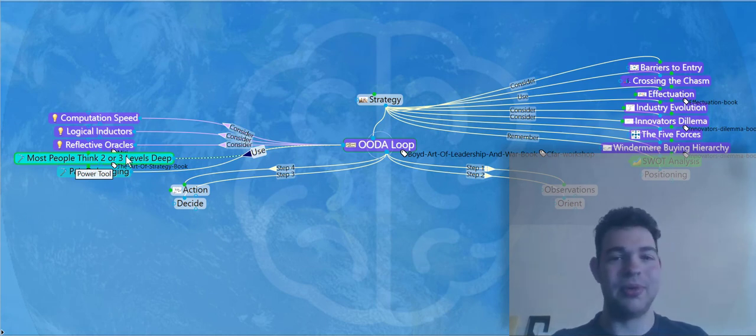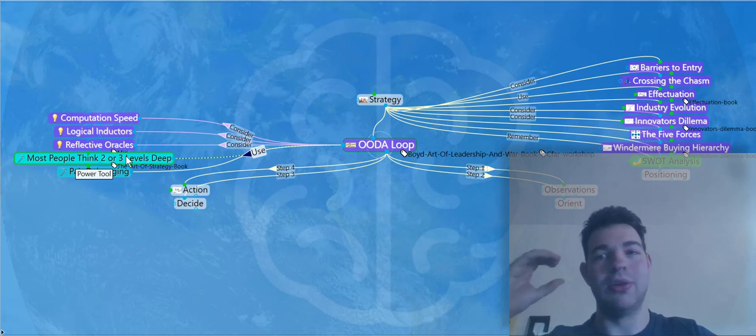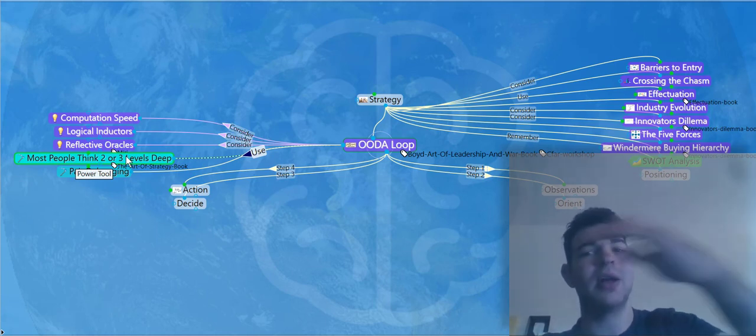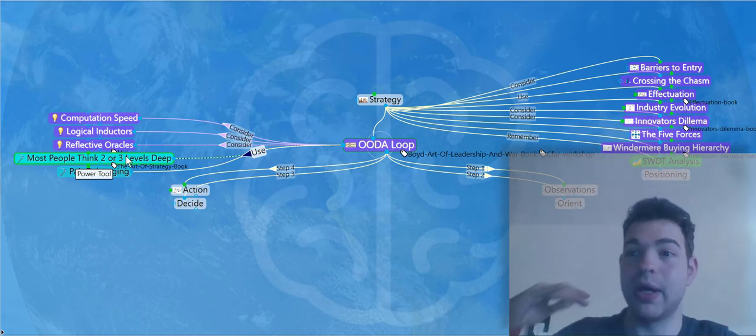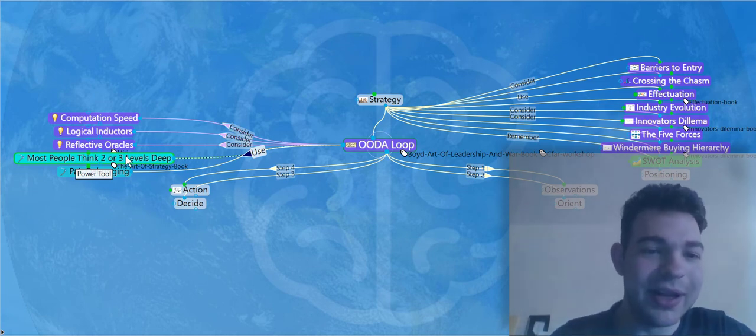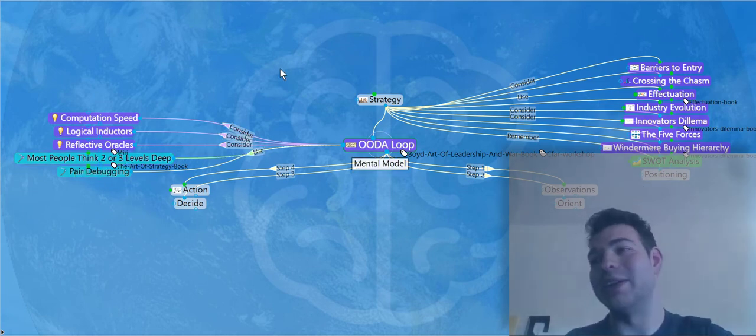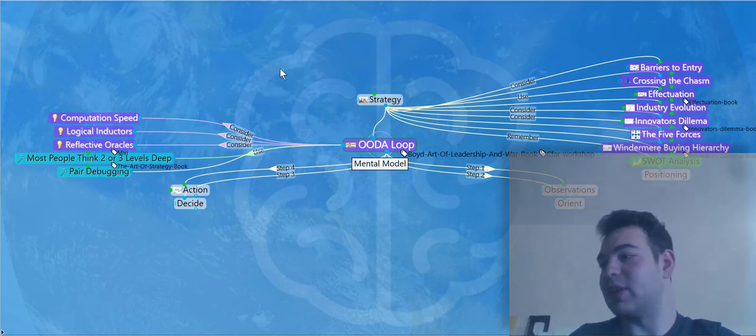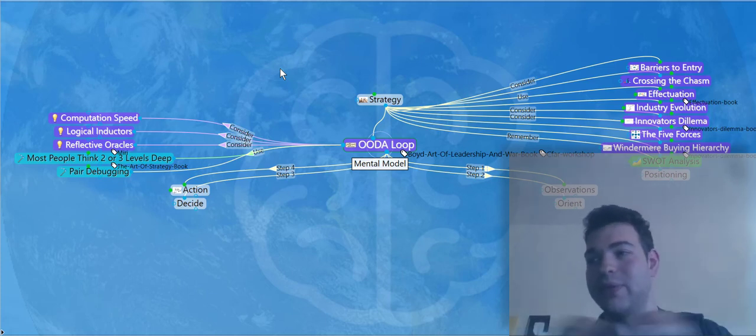realize that their OODA loop is going to be limited. So think about your first level, their first level, your second level, their second level, and then you want to go level 3 or 4. You want to be one level above them, and most people are going to be 2 or 3 levels deep.